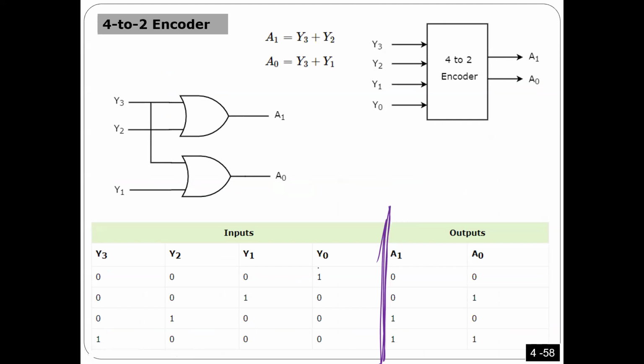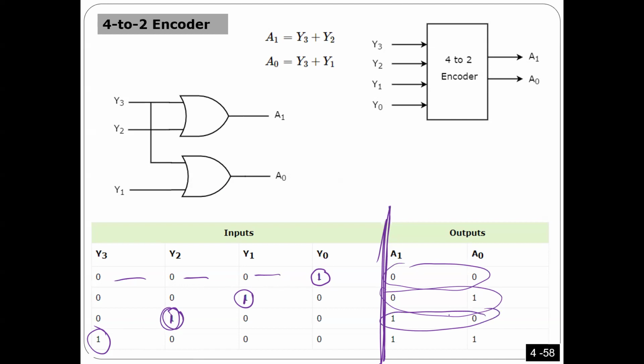If this one is 1, everyone else has to be 0. It's not allowed to have more than one 1 in the input. If this one is 1, everyone else should be 0, and so on. If Y0 is 1, the output has to be number 0. If Y1 is 1, the output has to be number 1. If Y2 is 1, the output has to be number 2. If Y3 is 1, the output has to be number 3. Is that okay with the truth table?